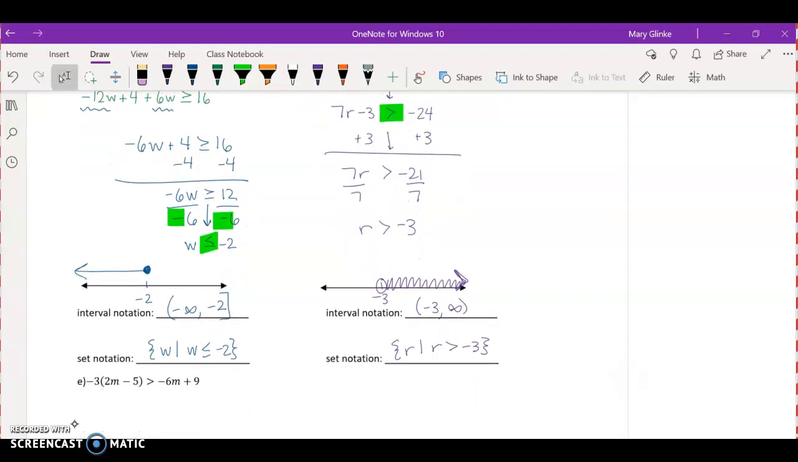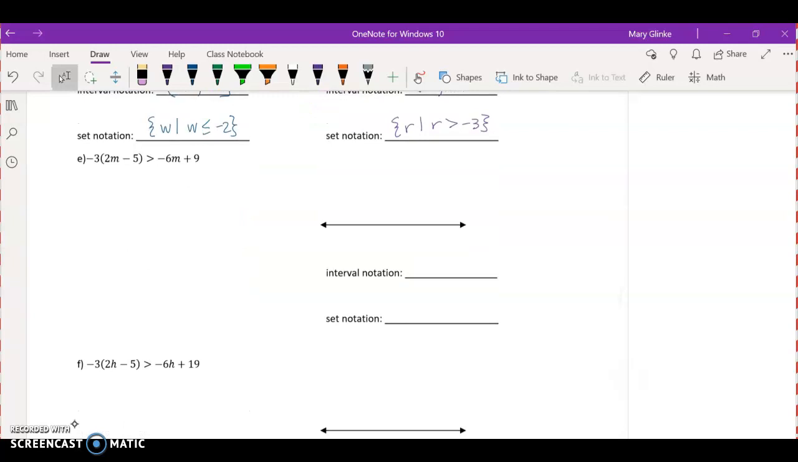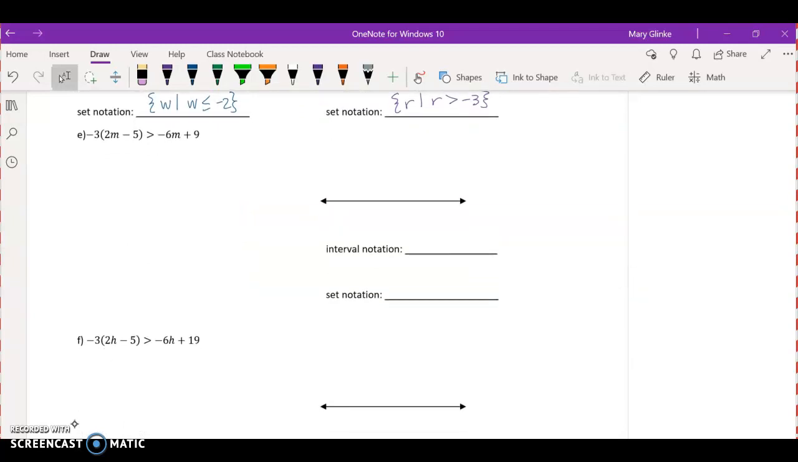So that's how we solve these. Now, sometimes weird cases are going to pop up. So for E, this is one of these weird times. We're going to distribute. We get -6m plus 15 is greater than -6m plus 9. We would normally move all of the m's to the same side, but what's happening here is the m's are canceling out. And you're left with an inequality.